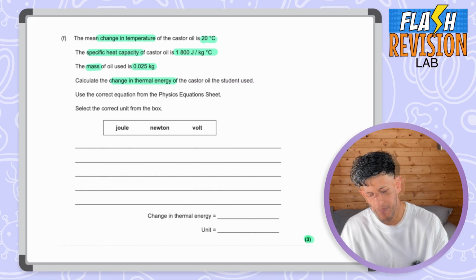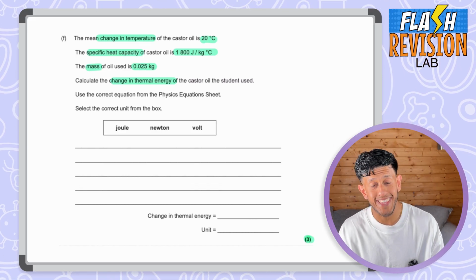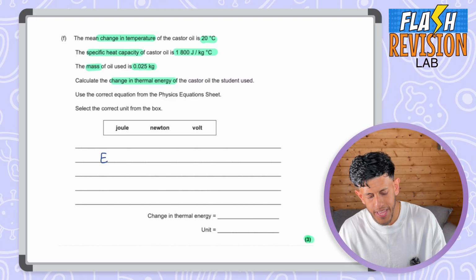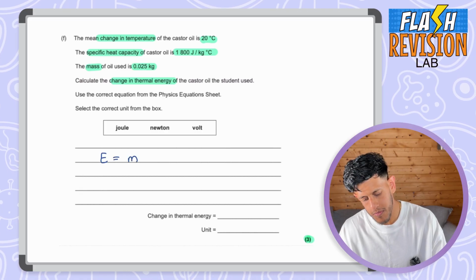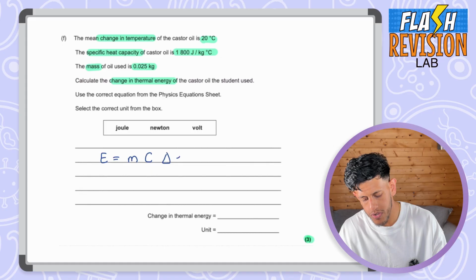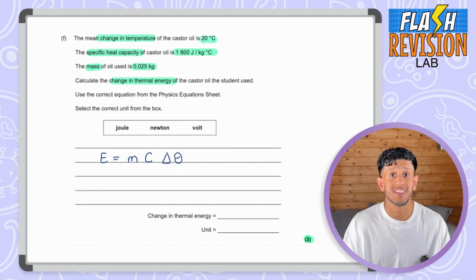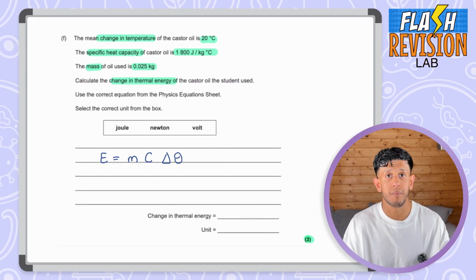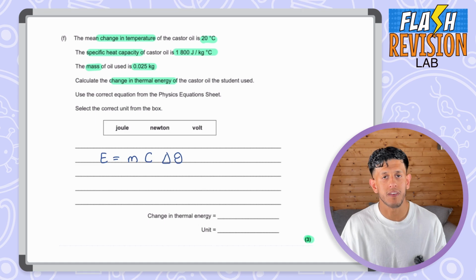So you can look at what equation has thermal energy and links mass, specific heat capacity, and a change in temperature. I'll start with my first line here, stating that equation, which is energy, or E, equals mass times specific heat capacity, given the letter C, and the change in temperature, which is delta theta. Remember, the triangle means a change in, so a change in temperature. So that's our equation. Now we can just substitute the numbers we have.